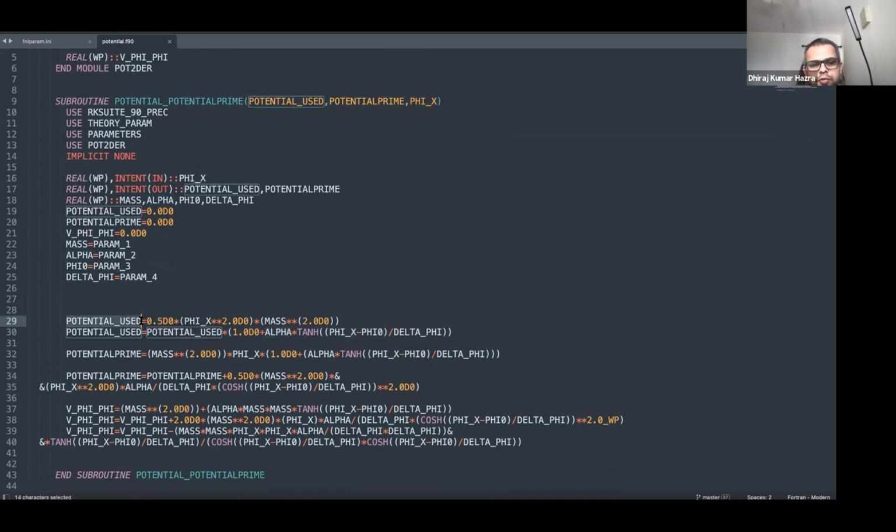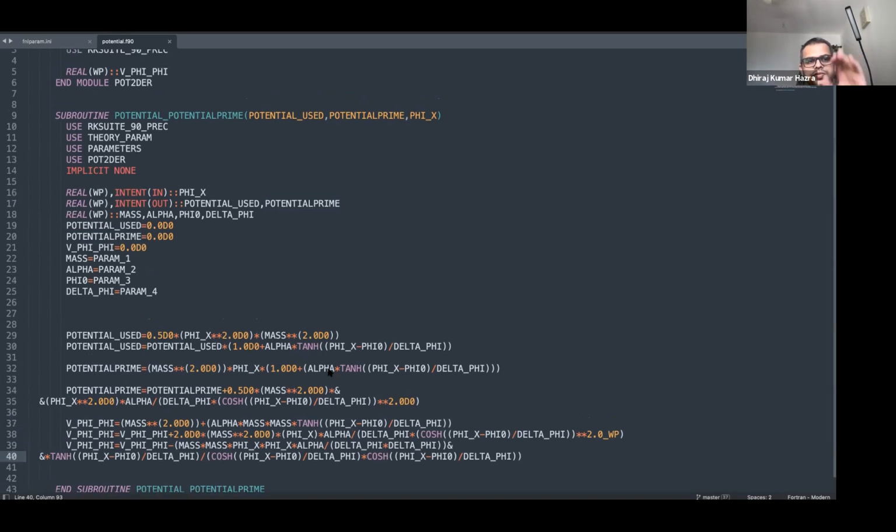This one needs potential prime, that means dV d phi. You remember, in order to solve the scalar field equation, you need dV d phi. You just define dV d phi. For example, it is very simply m square times phi, right? Just calculate, and V phi phi is m square. The other terms are not necessary here because we have already put alpha equal to zero.